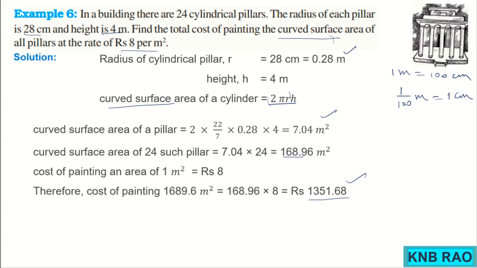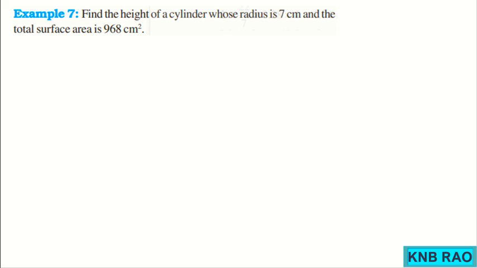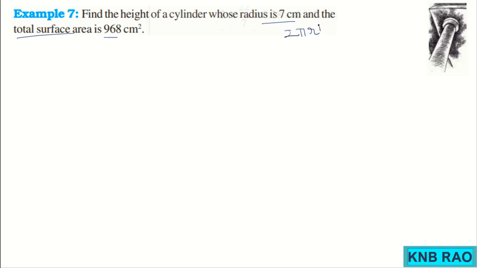Children, moving on to the next example, example number 7. Find the height of a cylinder whose radius is 7 centimeter and the TSA is given as 968 centimeter square. If I am already given the TSA and radius, I can find the height just by substituting in the formula. You know that TSA is 2 pi r h plus 2 pi r square, or 2 pi r is common, 2 pi r times of h plus r.